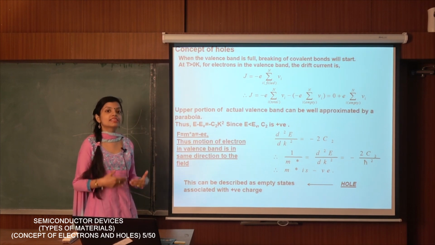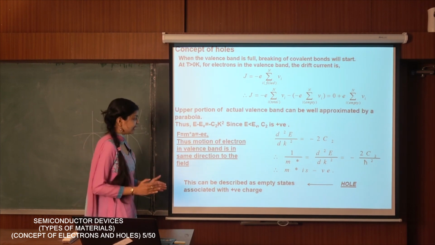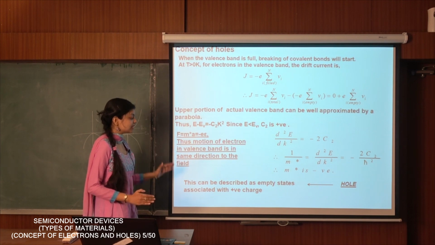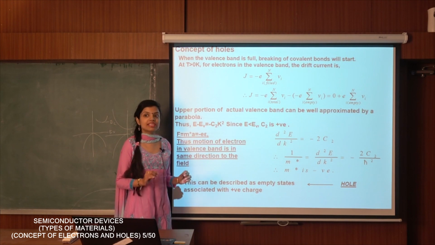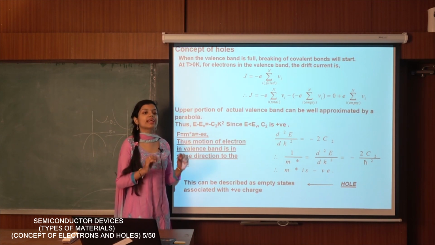Now how will we substitute for this? We will think that we have a particle which has a positive mass but corresponds to an empty state. So this is the state being empty, there being an absence of an electron. This is known as a hole.